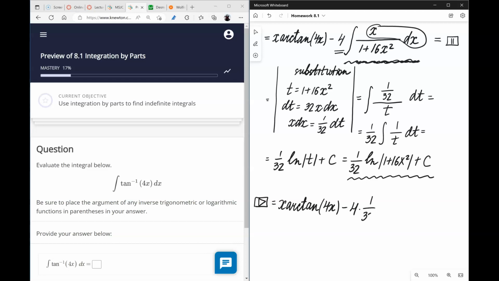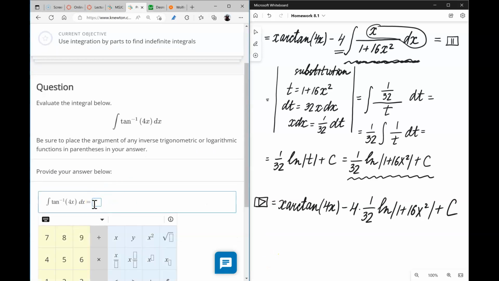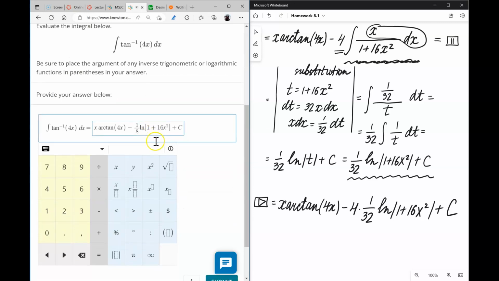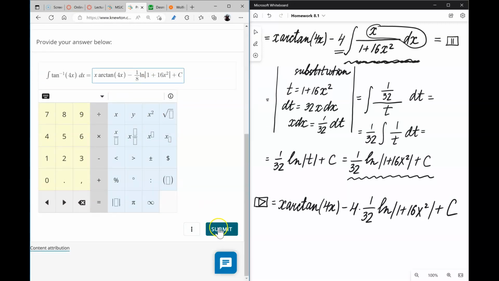So it's going to be 1 over 32 ln of 1 plus 16x squared plus c. So this is my final answer, and I'll simplify it as I enter the answer, but pretty much we're almost done. 4 over 32, it's 1 over 8. Here we have ln, but because 1 plus 16x squared is always positive, you don't really need the absolute value here, but I'm still going to keep it there, because it's not wrong to have it there. And it's better to have it when you don't need it, rather than not have it when you need it.